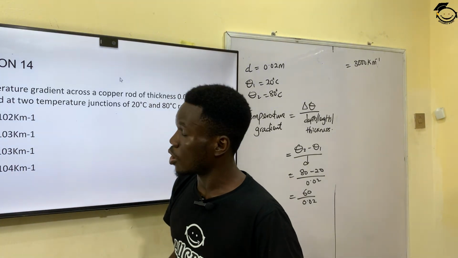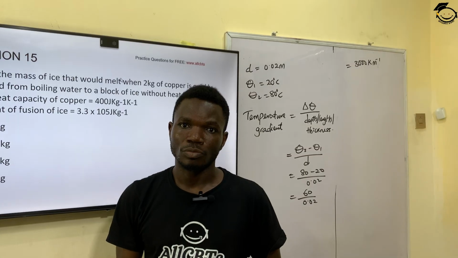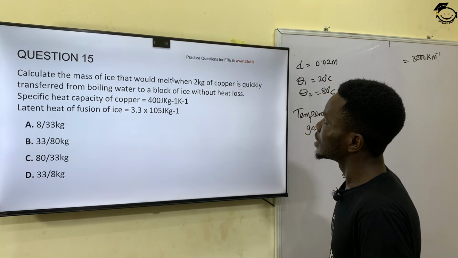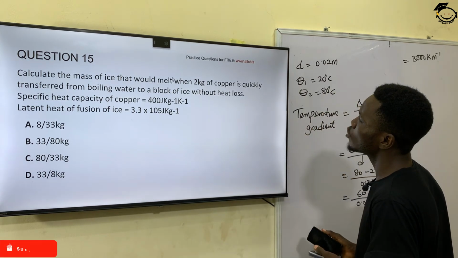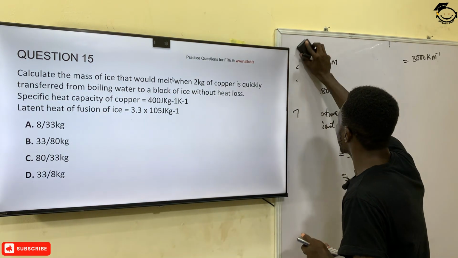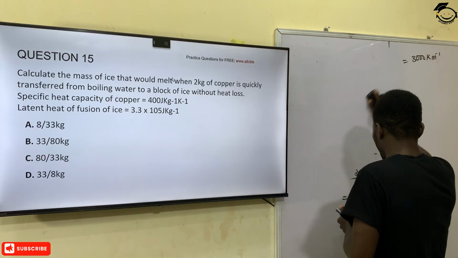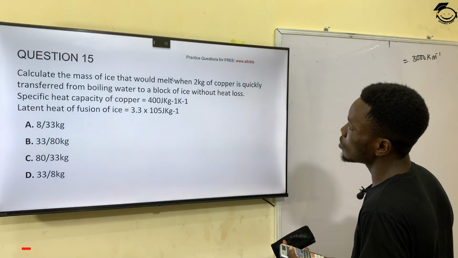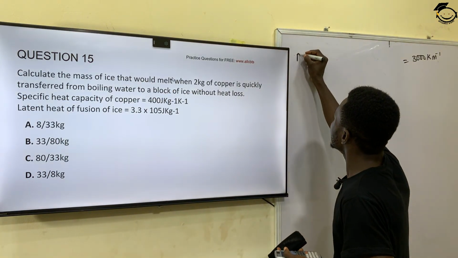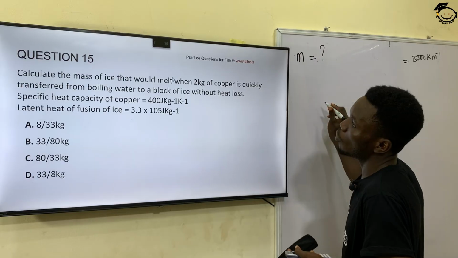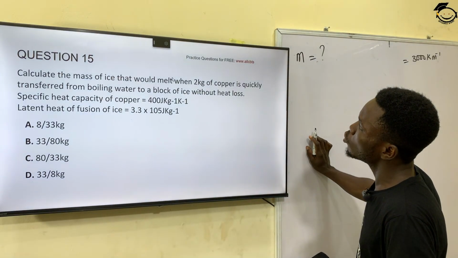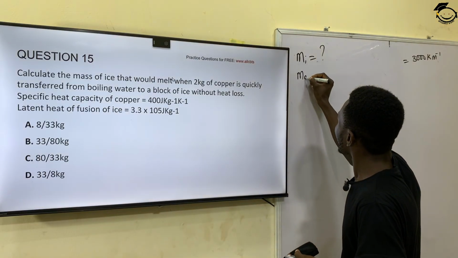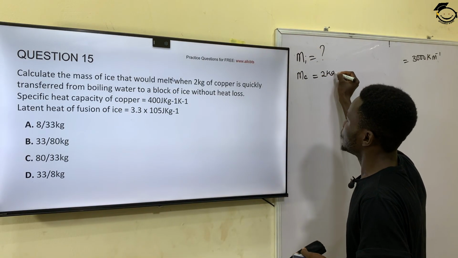So that takes us to question number 15, which says, calculate the mass of ice that would melt when 2 kg of copper. So we are given a question. So let's bring out the parameters from the question. So from the question, they said, calculate the mass of ice. So the first thing we are looking for here is mass of ice, which we do not know. That would melt when 2 kg of copper. So the mass of copper was given as 2 kg.